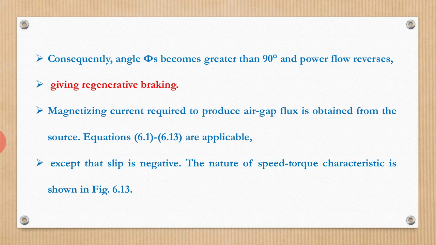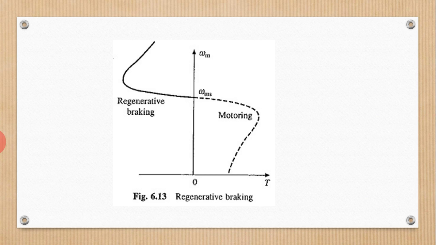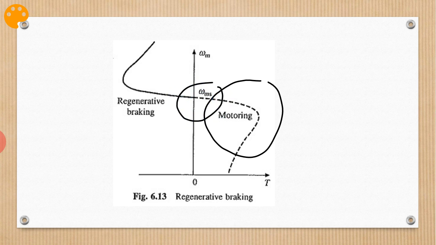The magnetizing current required to produce air gap flux is obtained from the source. Already I have discussed equations 6.1 and 6.13 in part 1, when analyzing the three-phase induction motor equivalent circuit. Except that slip is negative, the nature of the speed torque characteristics is the same. In this figure, the motoring operation we will get here, and as the speed is above the synchronous speed, the regenerative braking is obtained.